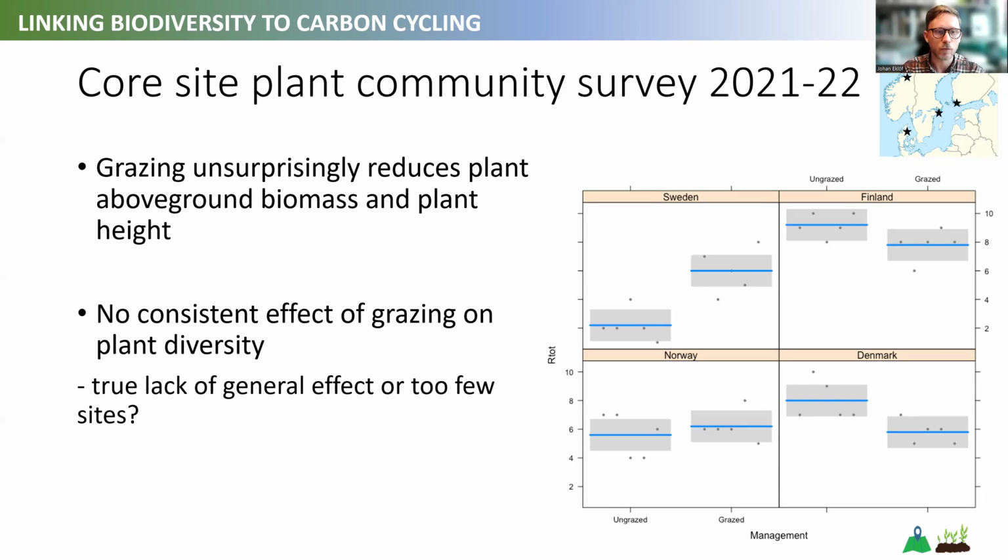A big question here is, of course, whether this lack of a general effect is a true general lack of effect, or if what we're seeing here is a strong influence of site-specific conditions that override the general effect, and that we have too few sites to actually capture a general effect of grazing on diversity.